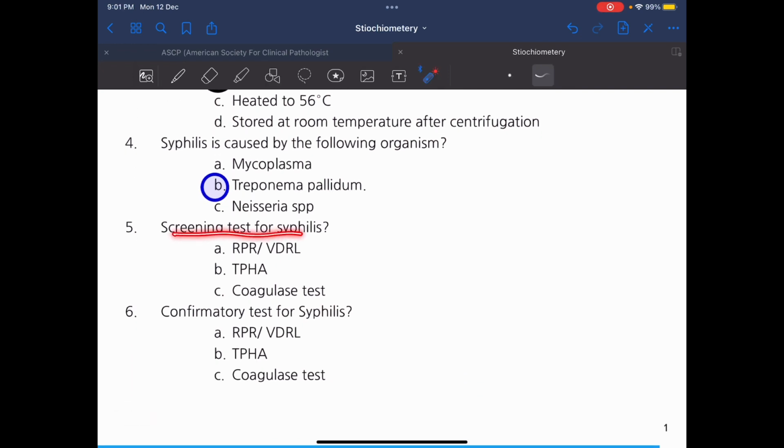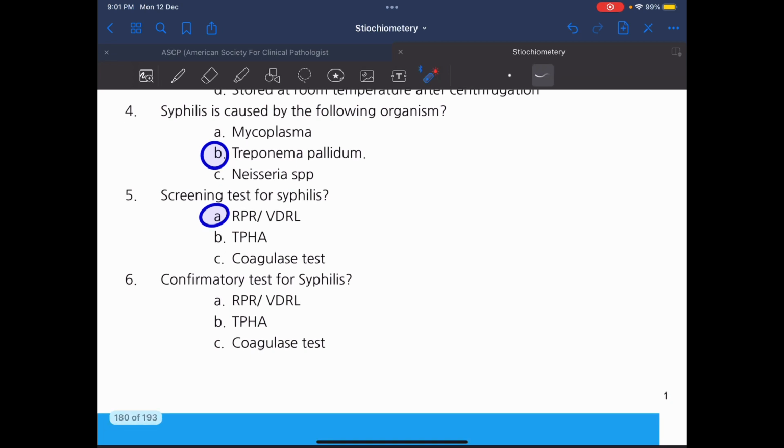Screening test for syphilis is RPR or VDRL, TPHA, or coagulase test. The screening test for syphilis is RPR or VDRL. The following question: confirmatory test for syphilis is RPR, VDRL, TPHA, or coagulase test. The confirmatory test for syphilis is TPHA.